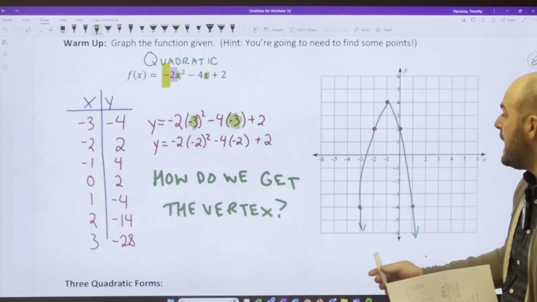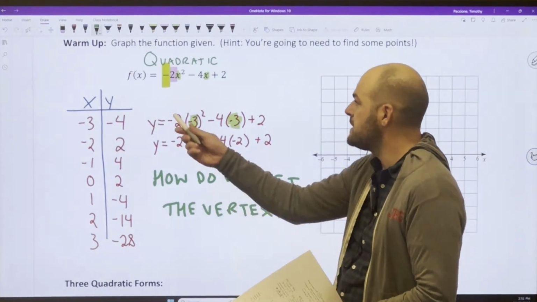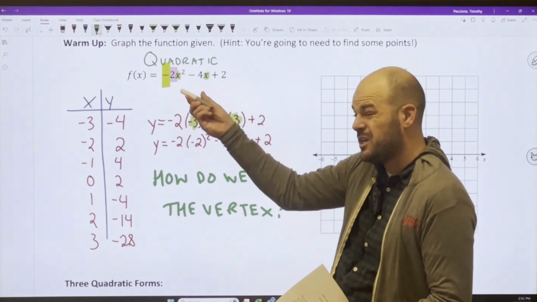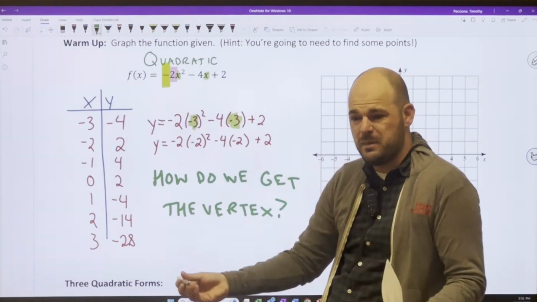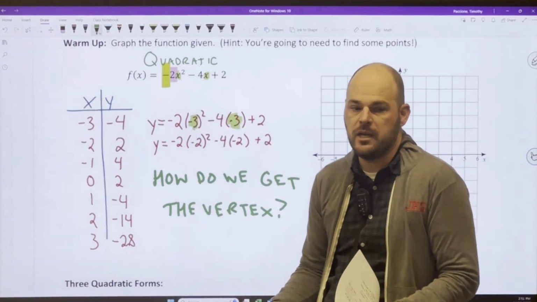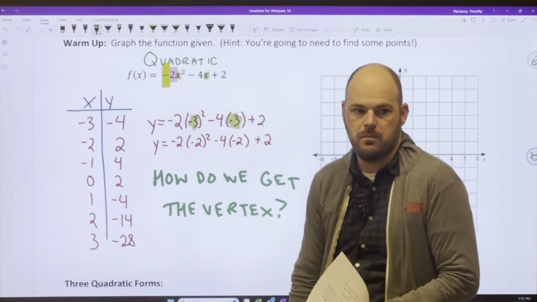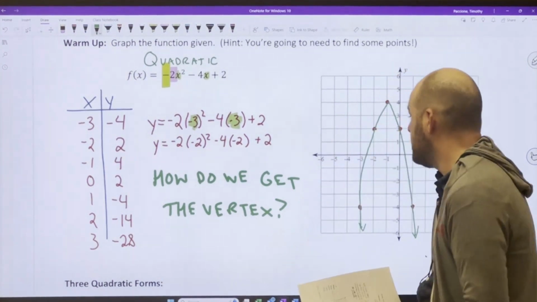Okay? So we're going to answer this question. How do we get the vertex when it's in this form? And we're going to talk about what this form is, its pieces, and how you would do that, right? Without having to do an XY table. Okay? So that's where we're going today.